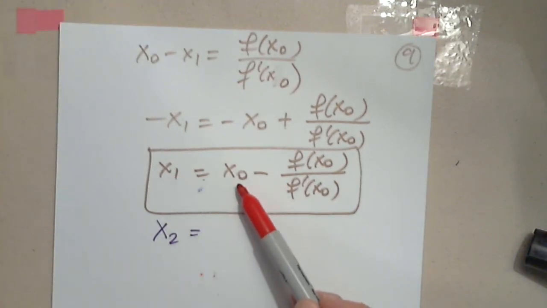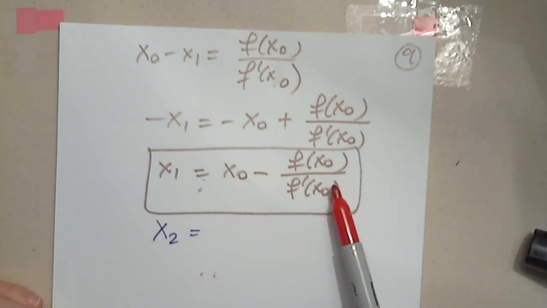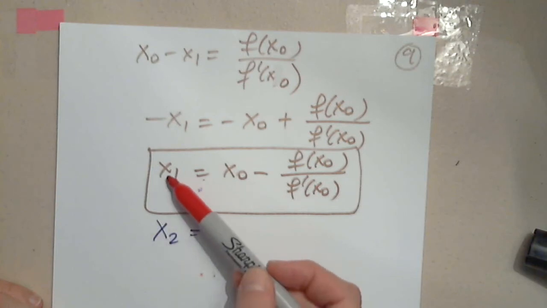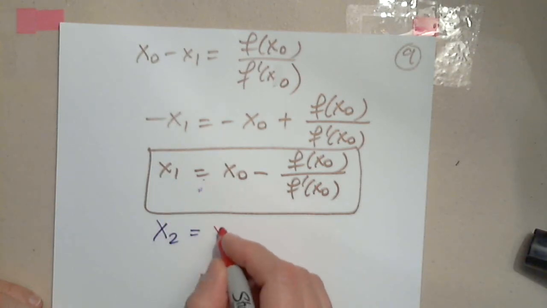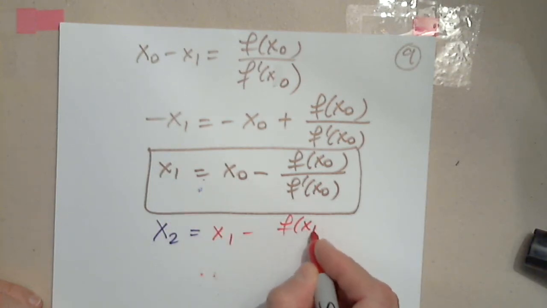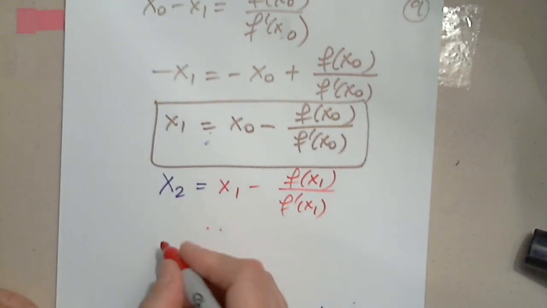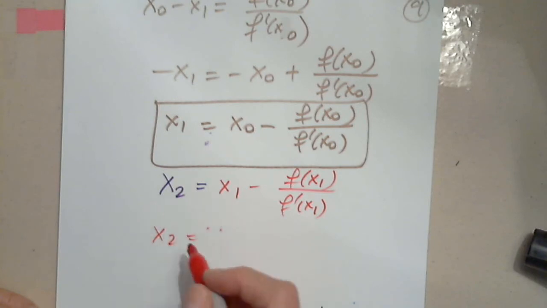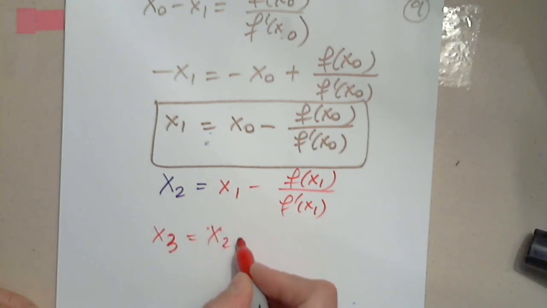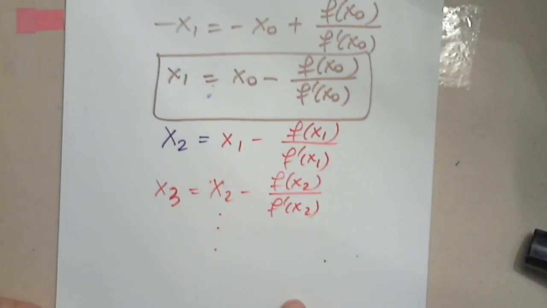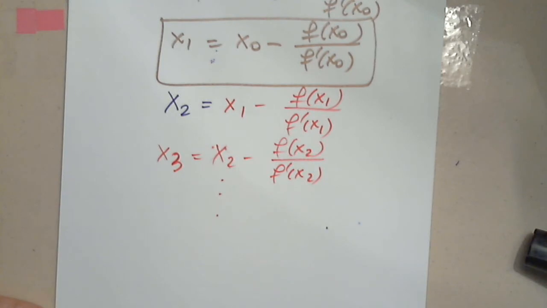Well, if x1 was dependent on the previous value, which was the initial value I picked, x2 has to be dependent on x1. So then x1 minus f of x1 over f prime of x1. What about x2? x3 will be dependent on x2 minus f of x2 over f prime of x2. And so on and so forth.